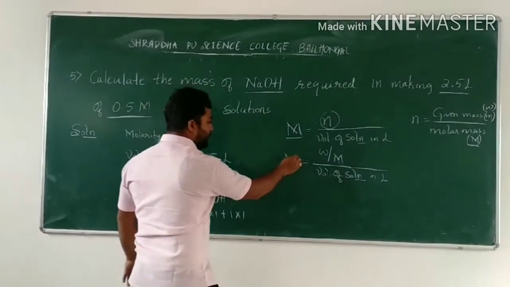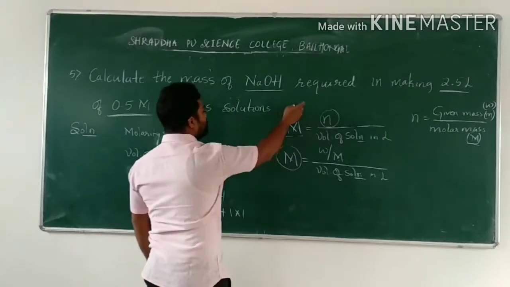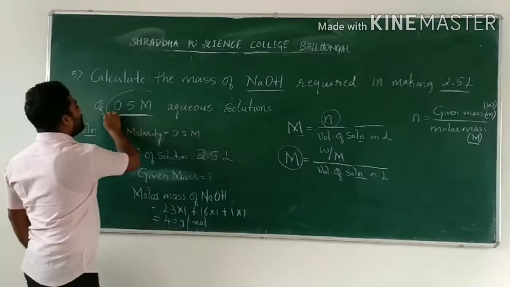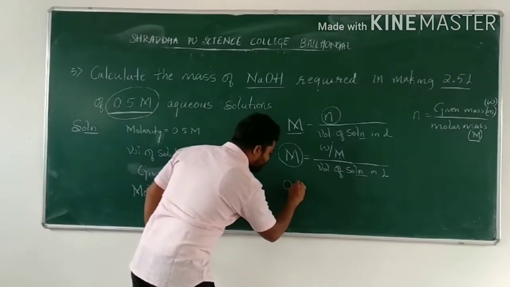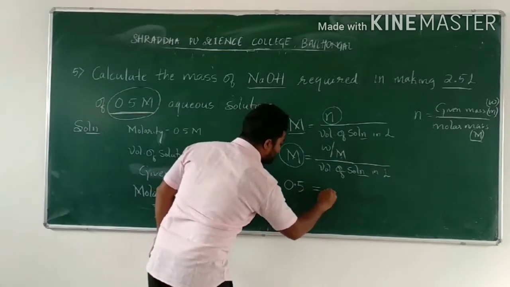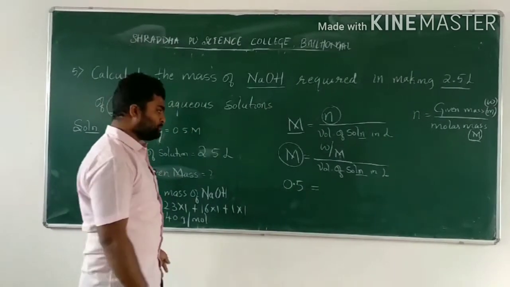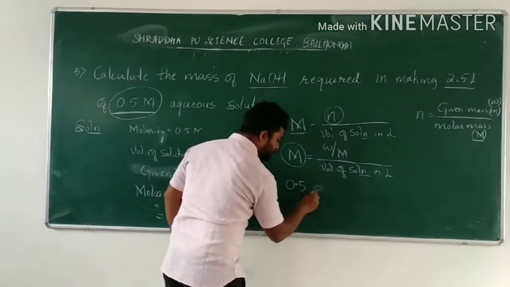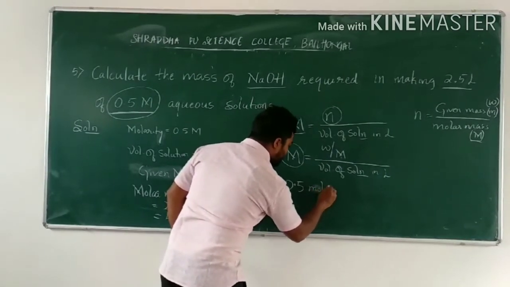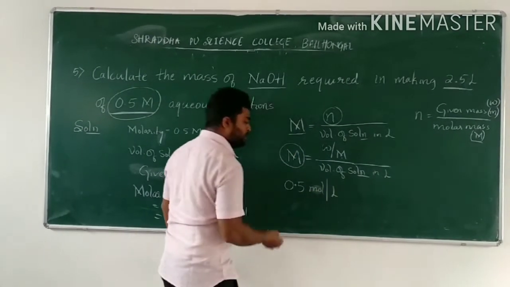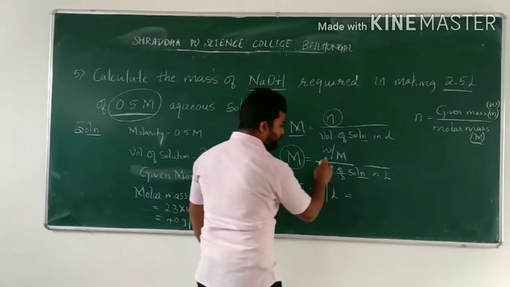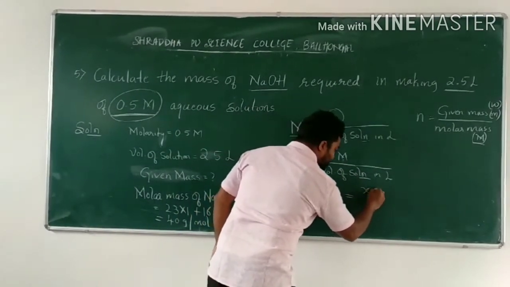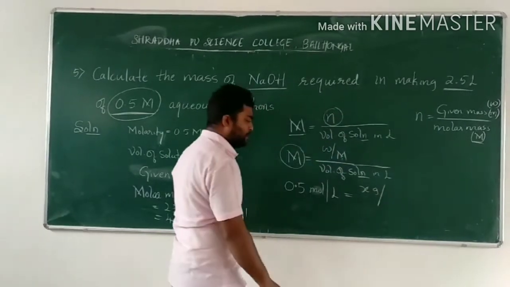Here molarity is already given to you. What is the molarity given? It is 0.5 m. So I am going to substitute that. 0.5 is equal to, if you want you can write 0.5 mole per liter. If you substitute the units also, it is very good. Therefore, I need to calculate W, let it be x grams.